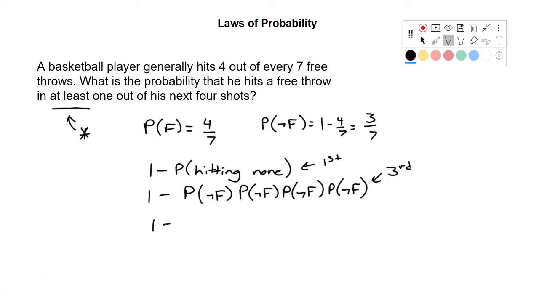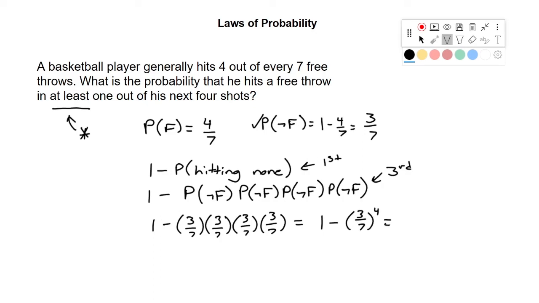So what does this look like? Well, we already said up here that the probability of not hitting a free throw is 3 out of 7. So we're going to do 1 minus 3 out of 7, 4 times. And if we really wanted to, we could, of course, write this as that. So when we work out the math here, what do we get? Well, we get, if you plug it into your calculator, about 0.96626, and so on and so forth. So you can see we're pretty close to 1.